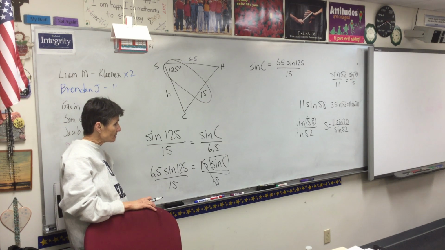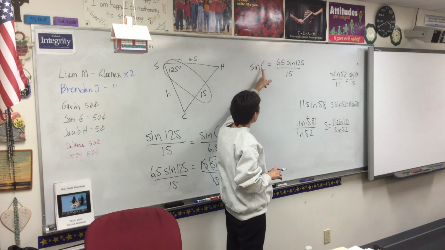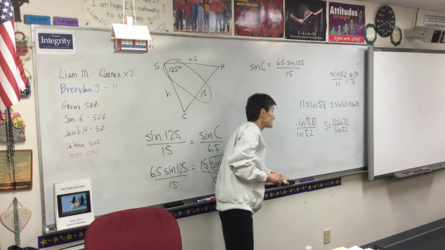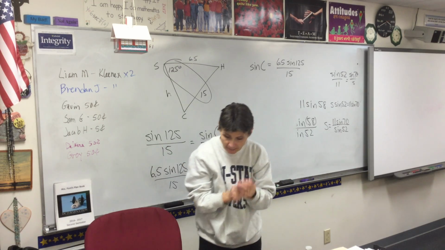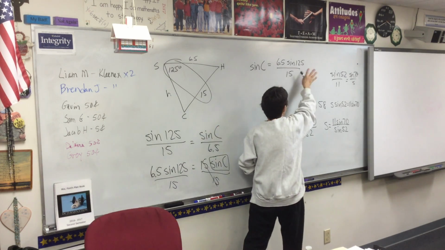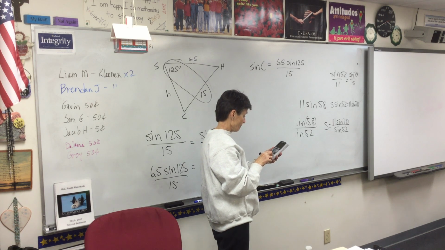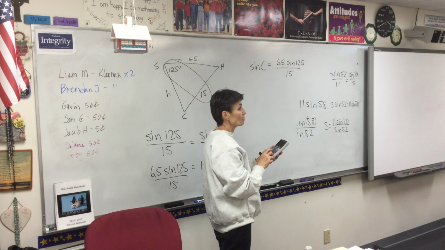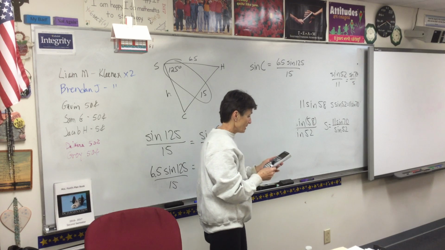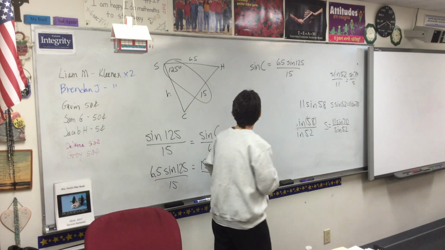Now wait a minute. How do I solve it when the C is after the sine? I have the second sine. So you are simply going to hit second sine and then type in that. So 6.5 sine 125, close parentheses, divided by 15. And if you did it right, you're going to get 20.79.